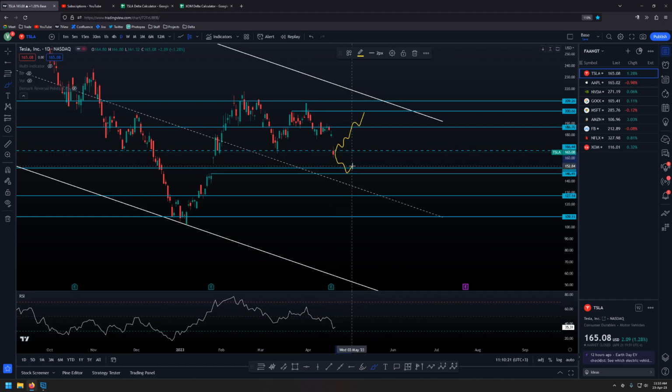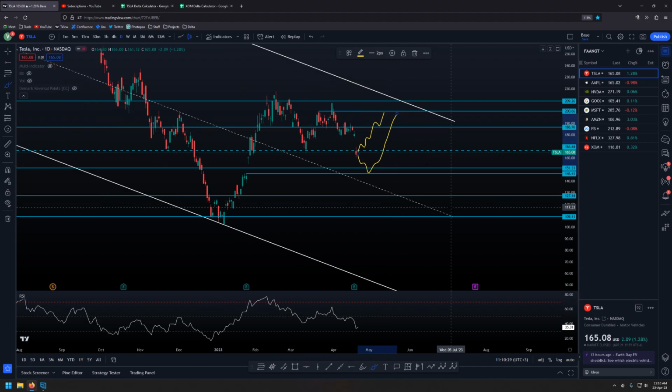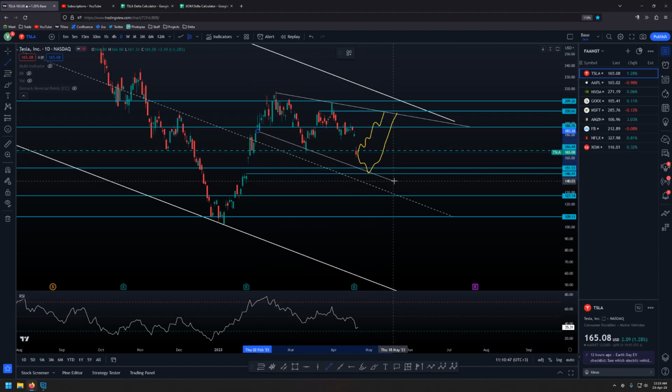So if you want to buy Tesla for long, you can go at 145, 150 with a target of 200. This is also this. This would be a broadening formation, broadening megaphone, something like this.